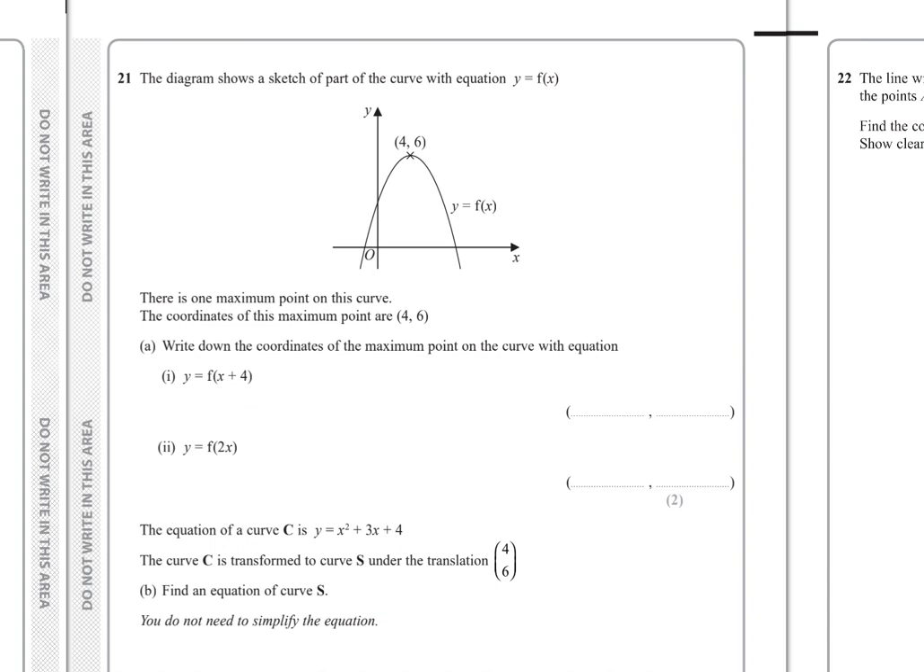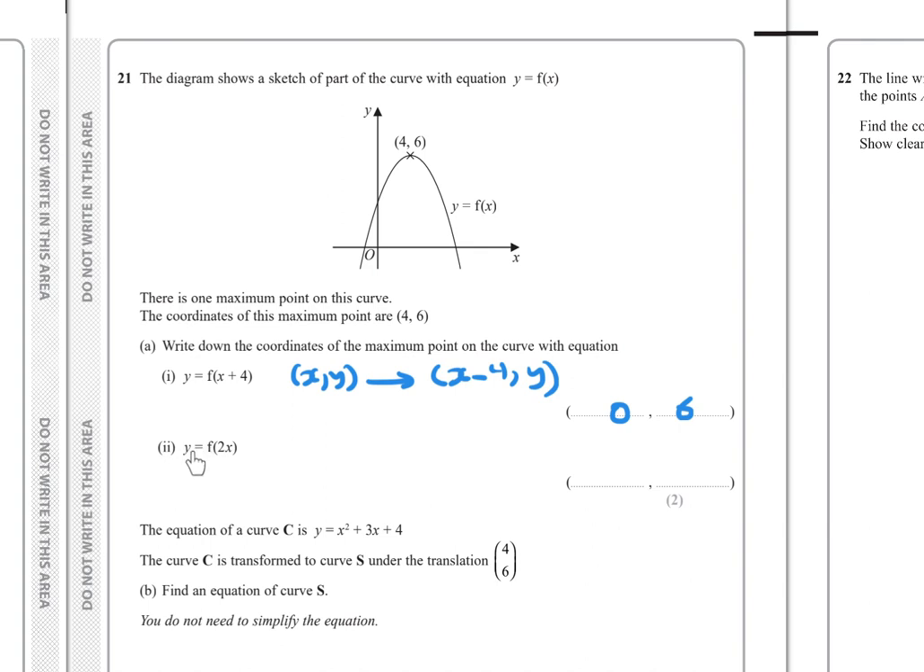f(x plus 4) means a translation of 4 units to the left. So this means the point (x, y) will be (x minus 4, y). So subtract 4 from the x coordinate. So subtract 4 from 4, so 0, and keep y the same, so (0, 6).